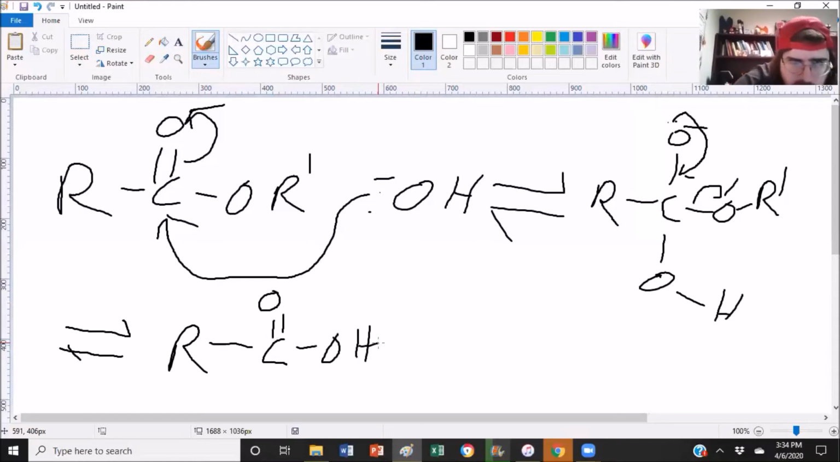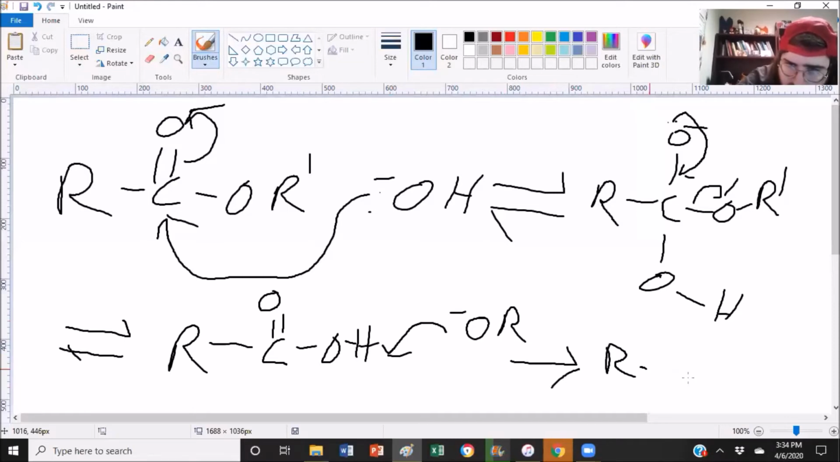Now the thing is, unlike that structure, which was not acidic, this structure is acidic. So this OR minus can now attack. It could attack the carbonyl as a nucleophile, but it's much easier to attack that acidic proton. So the byproduct of this irreversible step is we form a carboxylate salt and an alcohol.